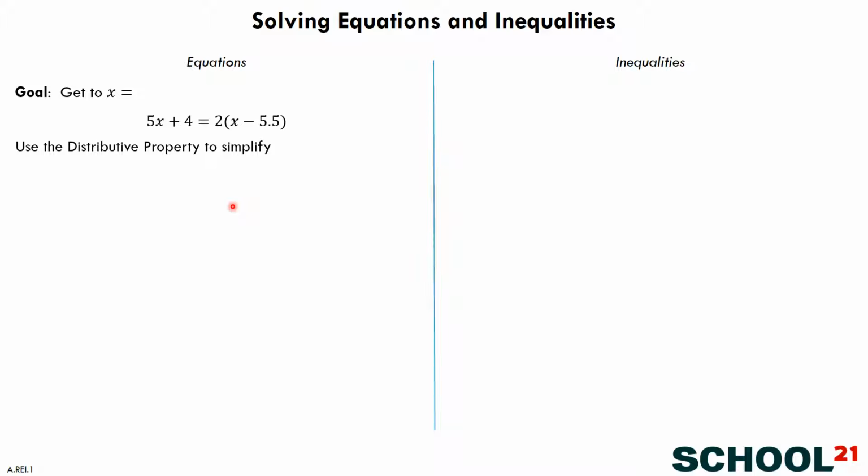So the left-hand side is still going to be 5x plus 4. What's the right-hand side going to be, the first part? 2x. 2x, and then minus, and then 2 times 5.5. Any ideas? I'm not sure. Yeah, what would 2 times 5 be? 10. 10. And 2 times a half? 1. 1. So 10 and 1 is? 11. 11. So we'll have 5x plus 4 equals 2x minus 11.